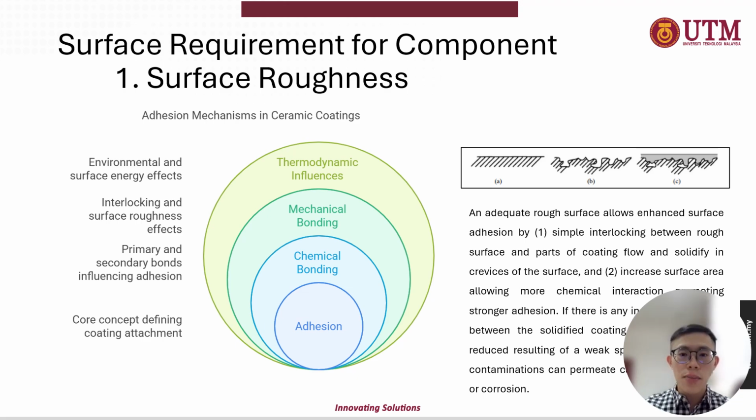So we look into the first portion. What is the surface requirement for the component? The first one is the surface roughness. An adequately rough surface allows the enhancement of adhesion. If we look at the image here, there is a simple interlocking between the rough surface and the coating, which flows and solidifies in the crevices, like the longkang. This allows the promotion of a stronger adhesion between the substrate and the coating.